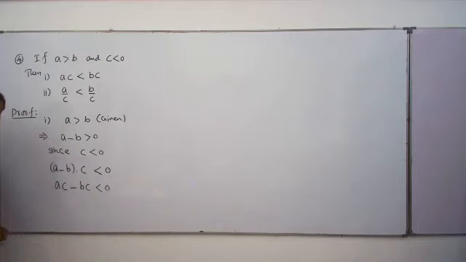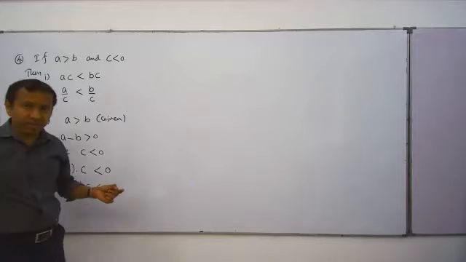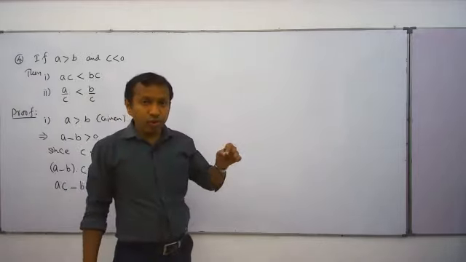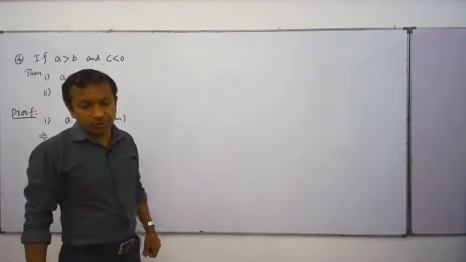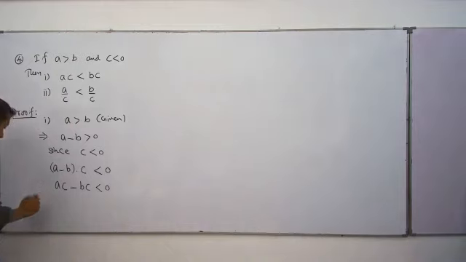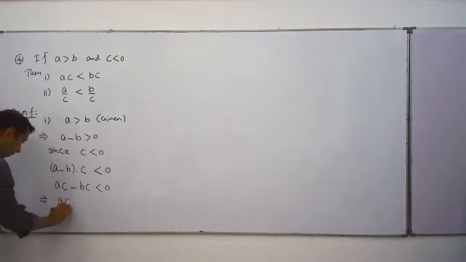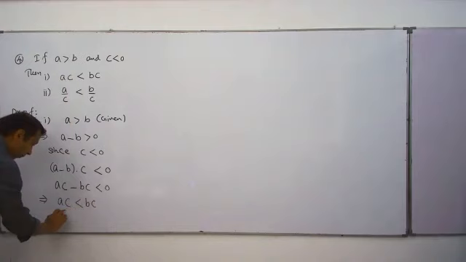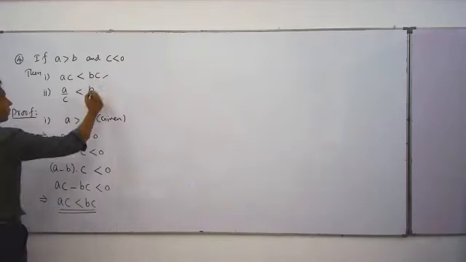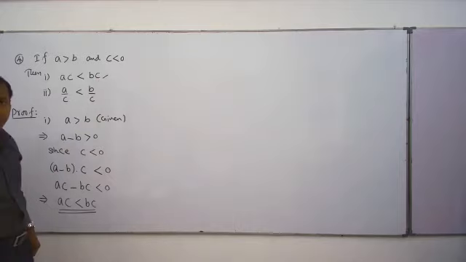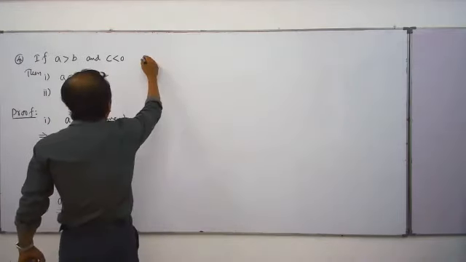People, AC minus BC to be negative, when you subtract this BC from this AC, the difference is negative. For this, definitely this AC should be smaller than this BC. When we subtract a bigger value from a smaller value, we get a negative answer. Therefore, this implies what? This implies AC smaller than BC. This is how we do the next one. And proof of the second part.